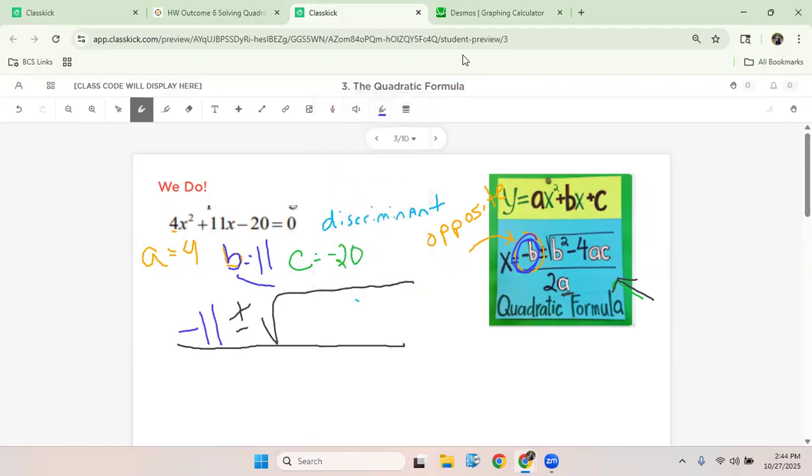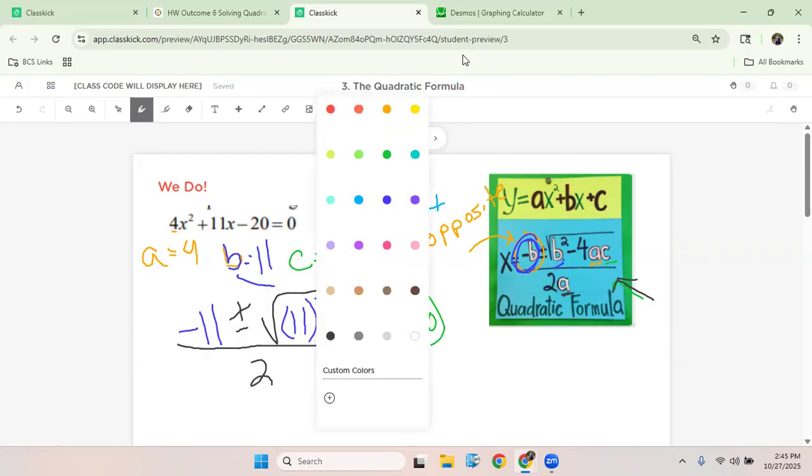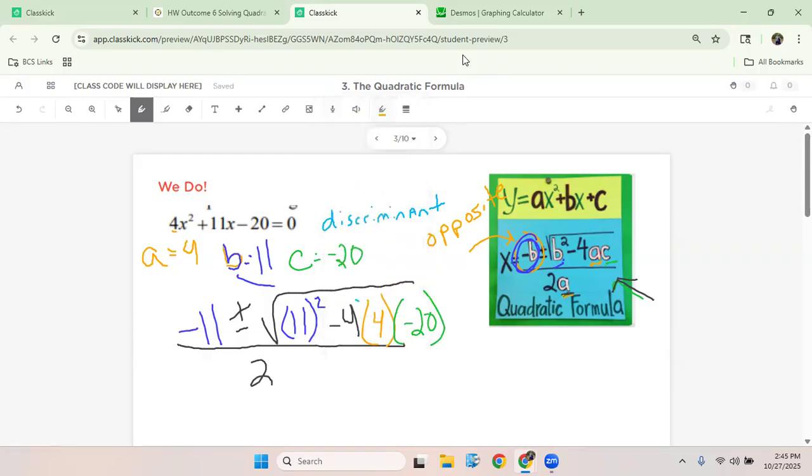So it says b squared, so I'm going to write 11 squared. And I always put that in parentheses. That's a place where most students will make most of their mistakes. Minus 4, and then it says A times C. So I'm going to come back. A is right there. A is 4 times C. C is right here, that is -20. And then I'm going to put in the denominator 2 times the A value again, and A is 4. So I'm going to put 4.